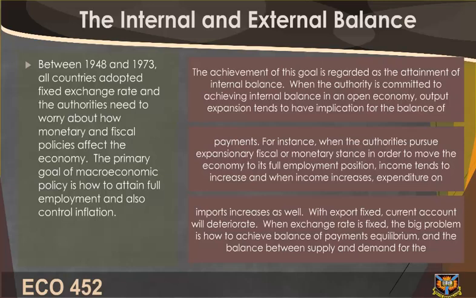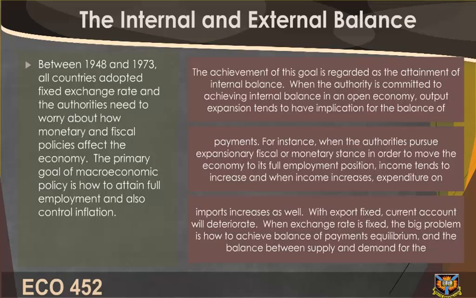When the authority is committed to achieving internal balance in an open economy, output expansion tends to have implications for the balance of payments. For instance, when the authorities pursue expansionary fiscal or monetary stance in order to move the economy to its full employment position, income tends to increase, and when income increases, expenditure on imports increases as well. With exports fixed, current account will deteriorate.